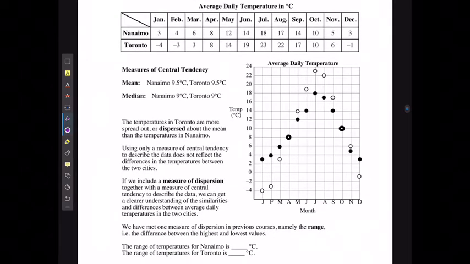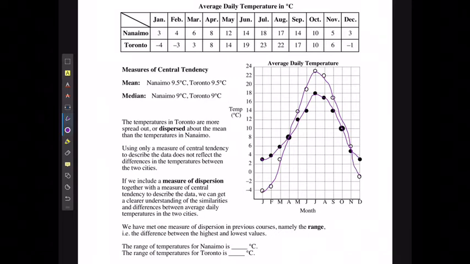So in this case, we have it listed out as a table. Here are all the temperatures for Nanaimo, here's all the temperatures for Toronto. And we can see that all of the data has been listed out. Here's Nanaimo, in black, going through here with all the points. And here's Toronto listed in white. There's the points where they match up. And then it comes back down.